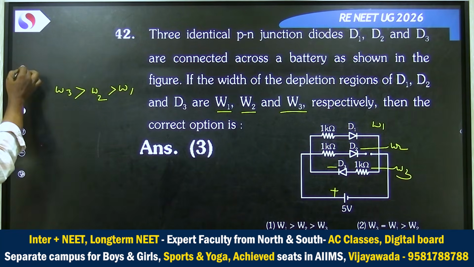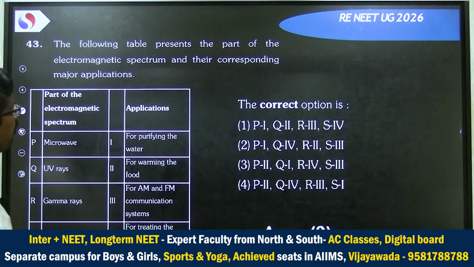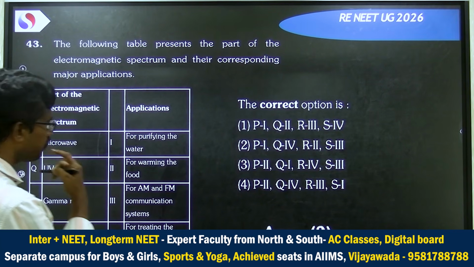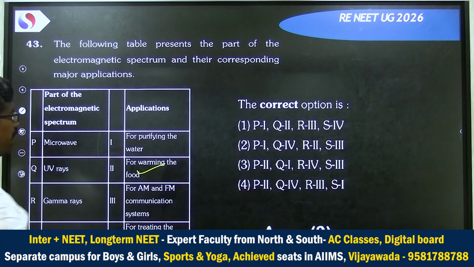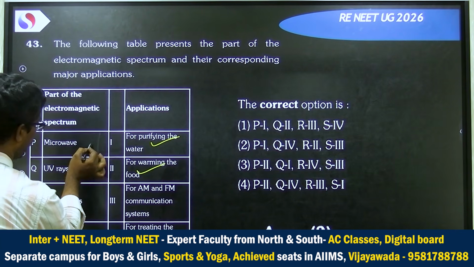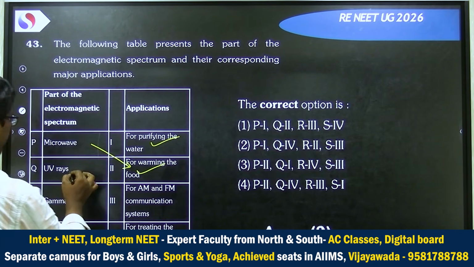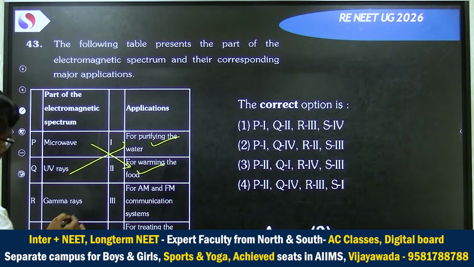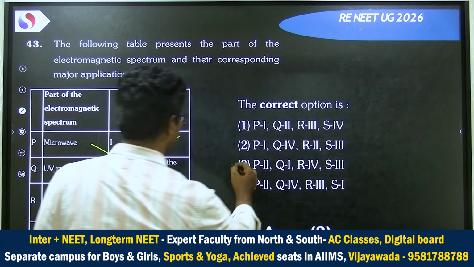Next one. The following table represents the part of the electromagnetic spectrum and their corresponding major application. Microwaves are used for warming the food. Ultraviolet rays are used for purifying the water. Microwaves is 2 and ultraviolet rays is 1. Gamma rays are for treatment of cancer. Radio waves are for AM and FM communications. That's why our answer is third.